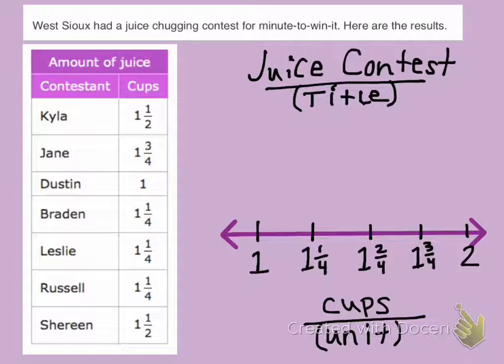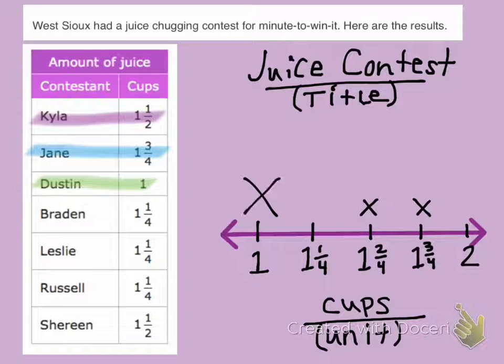Now we can start plotting the points. So Kyla has 1.5. We're going to put an X on 1.5, or 1 2/4. Jane drank 1 3/4 cups, so an X is going to go on top of 1 3/4. Dustin has 1, so an X goes on the 1.